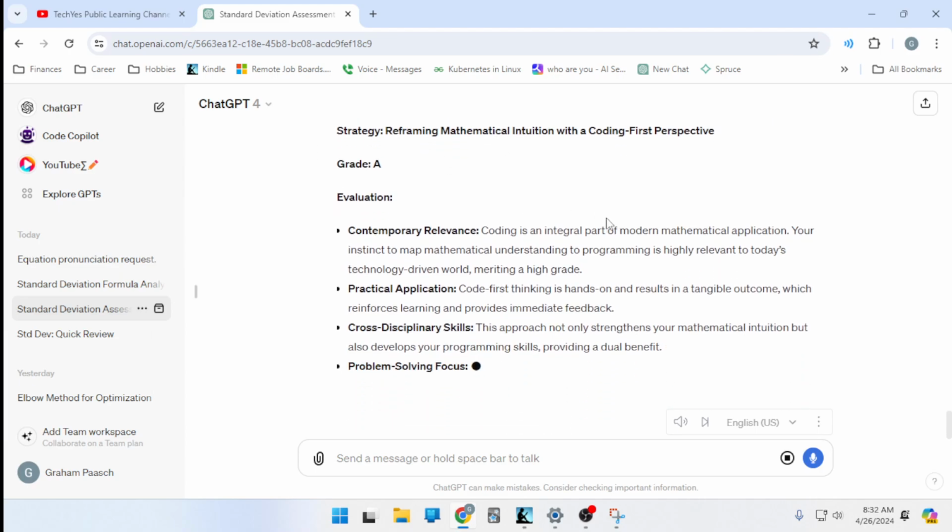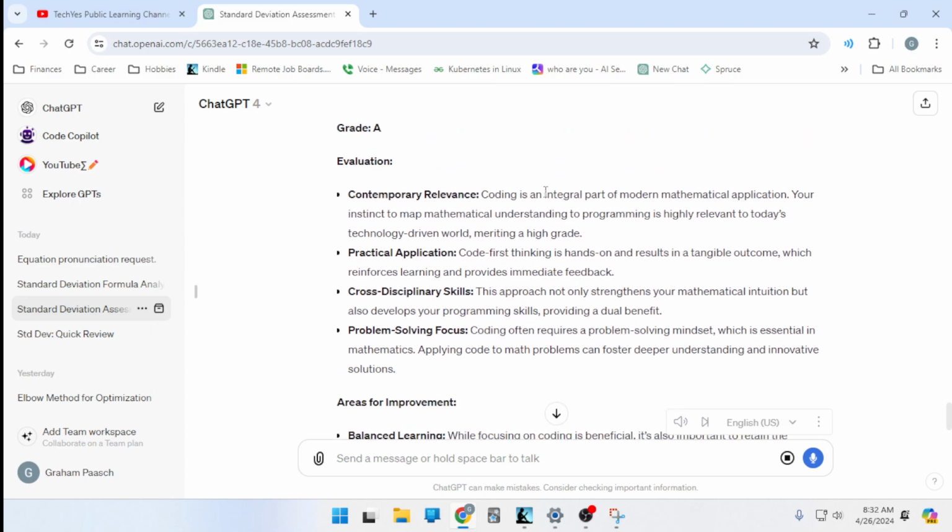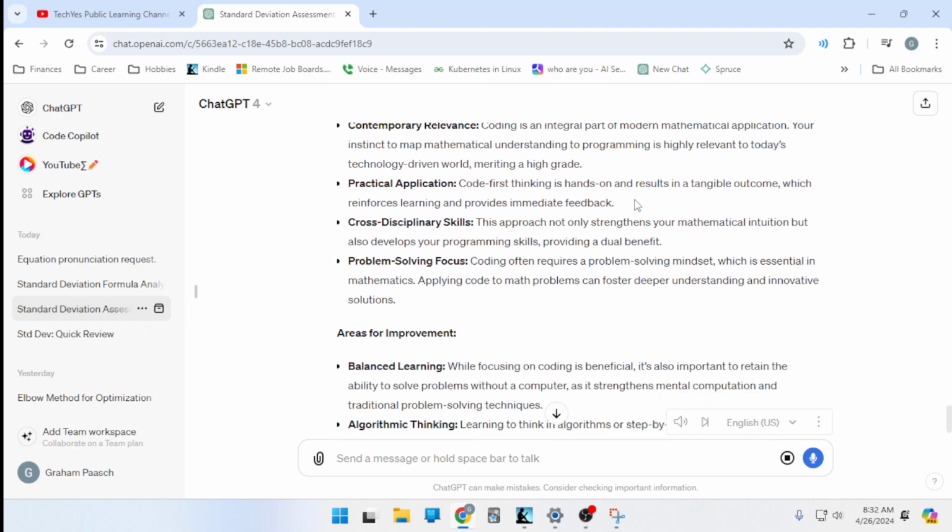Practical application. Code-first thinking is hands-on and results in a tangible outcome, which reinforces learning and provides immediate feedback. Cross-disciplinary skills. This approach not only strengthens your mathematical intuition, but also develops your programming skills, providing a dual benefit. Problem-solving focus. Coding often requires a problem-solving mindset, which is essential in mathematics. Applying code to math problems can foster deeper understanding and innovative solutions.